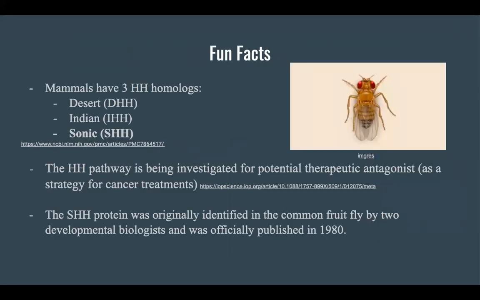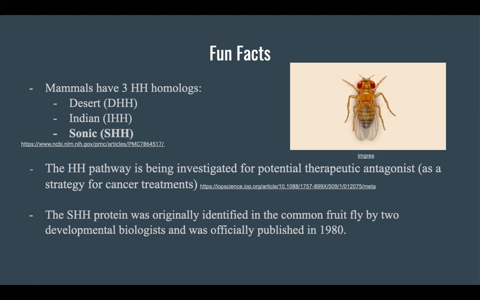And to end, I just have some fun facts. Mammals have 3 HH homologs: desert, Indian, and Sonic. Sonic being this protein, and the most heavily researched HH homolog. And the HH pathway is heavily researched for potential cancer treatments, because like we talked about, a simple dysregulation can cause cancer. So it's just a really good start for researchers.